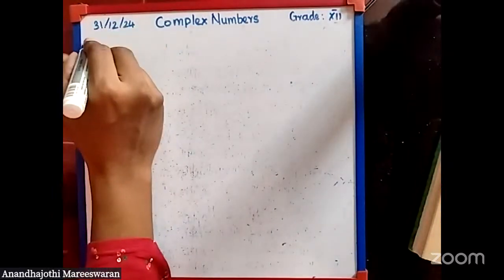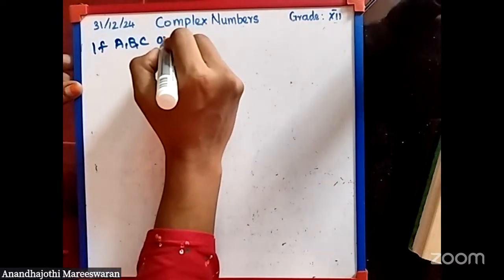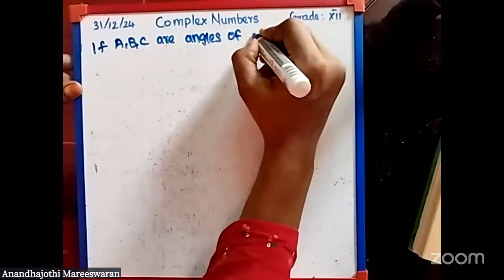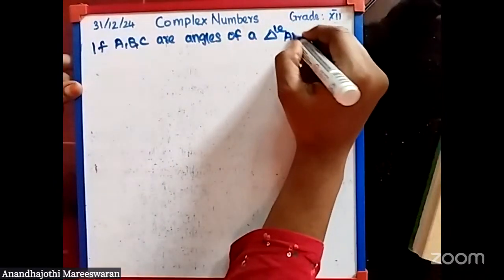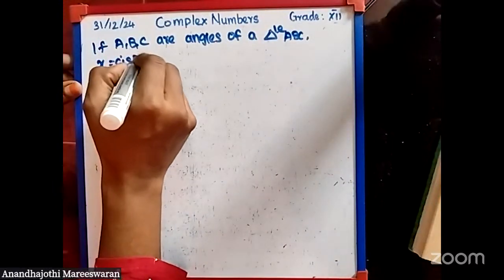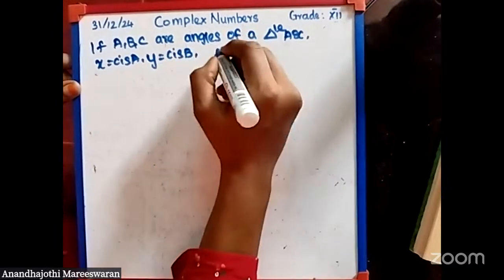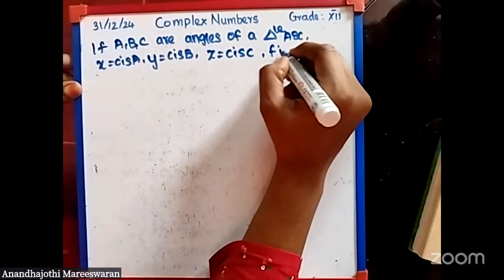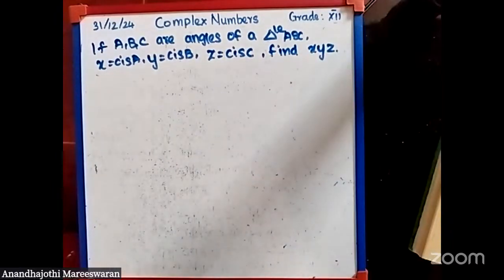Right. Next sum is: if A, B, C are angles of a triangle ABC such that x equals cis A, y equals cis B, and z equals cis C, then we have to find xyz. Right? Shall we start?